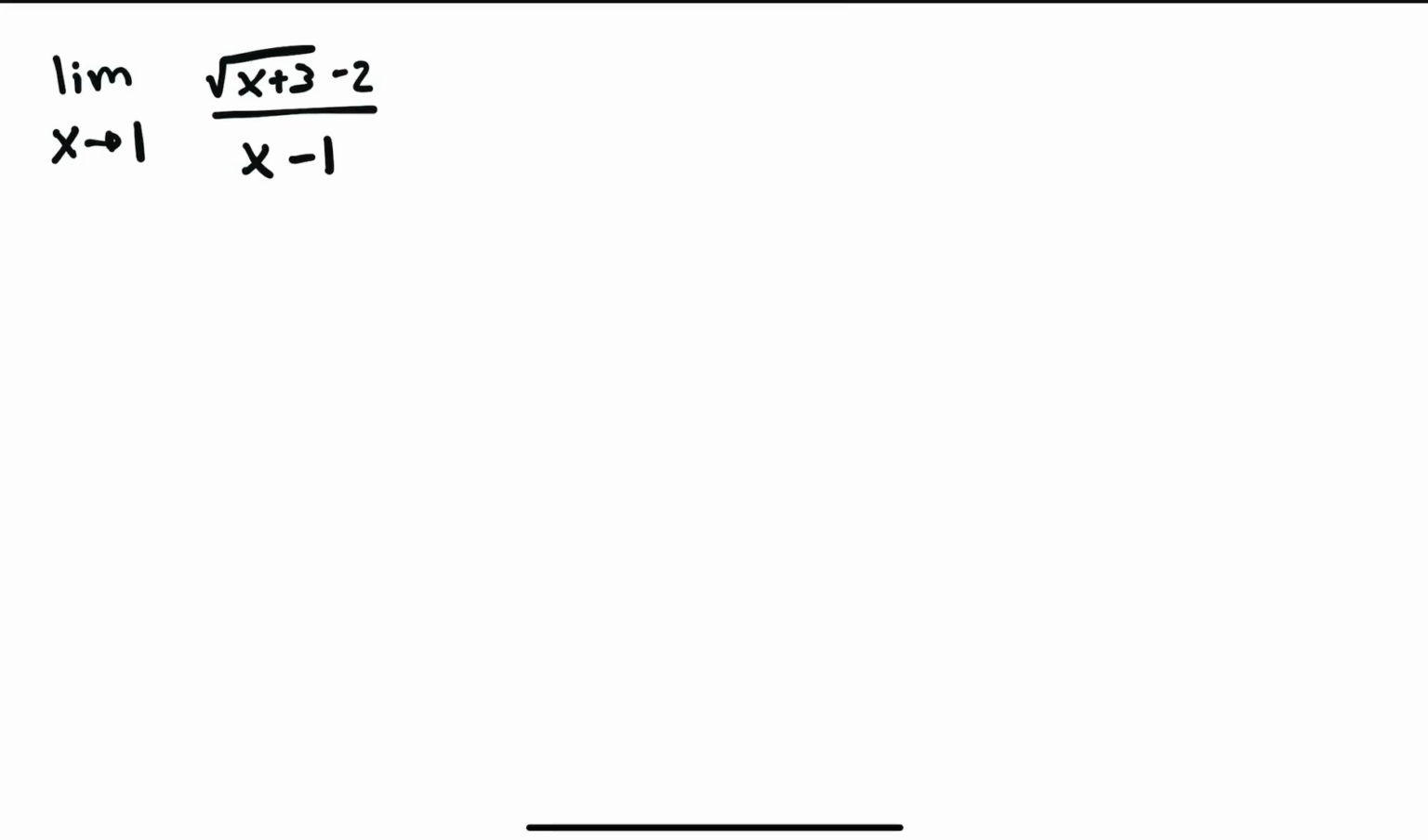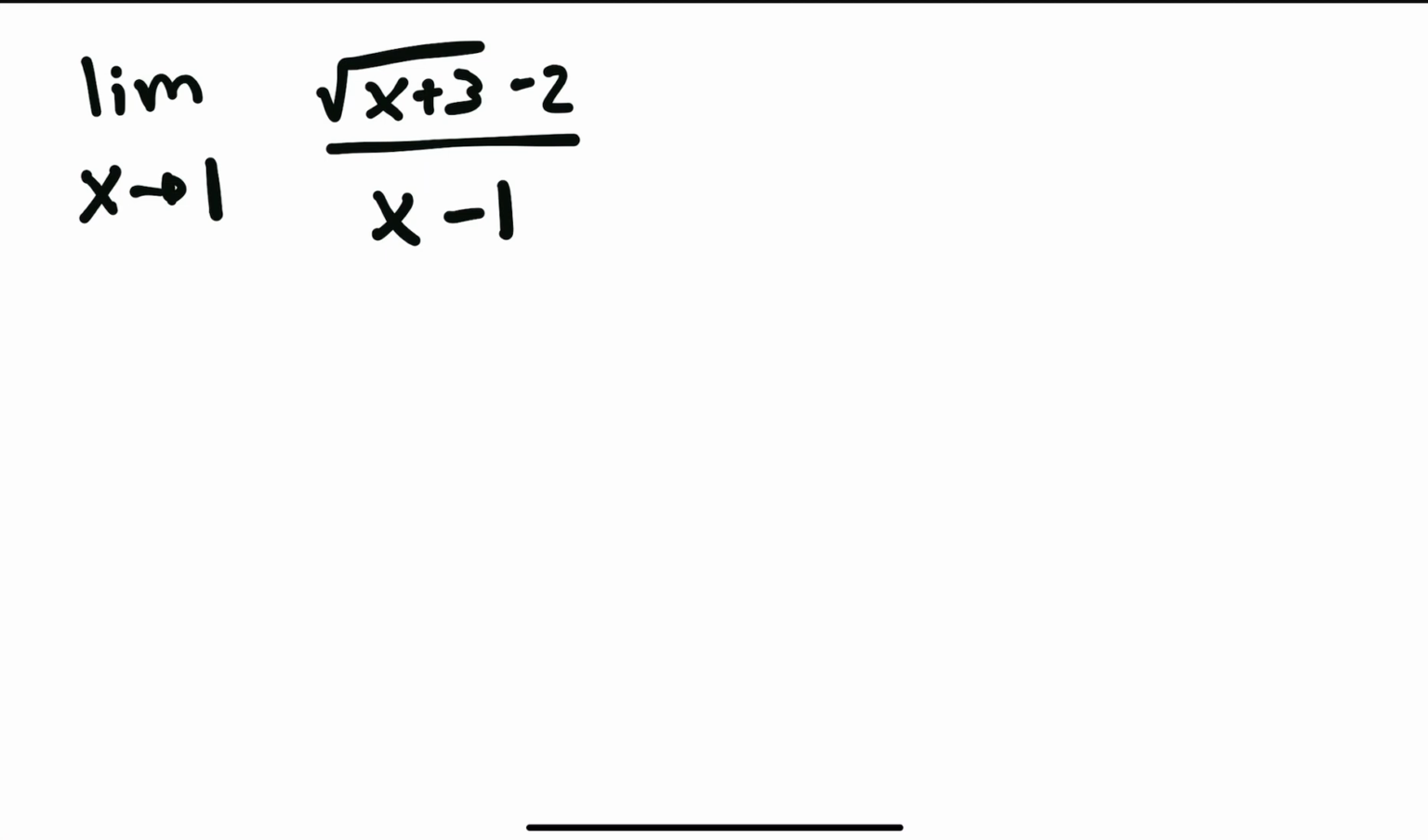Hey guys, so I'm going to show you in this video how we would solve the limit of a problem like this. For this, we have the limit as x is approaching 1 of the square root of x plus 3 minus 2 over x minus 1. Looking at this problem, we're going to see what would happen if we plug our a value in, and again, this is our a value right here.